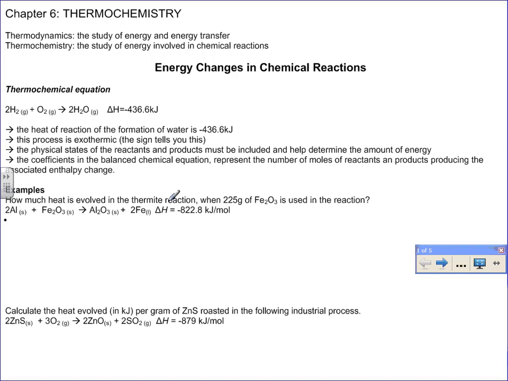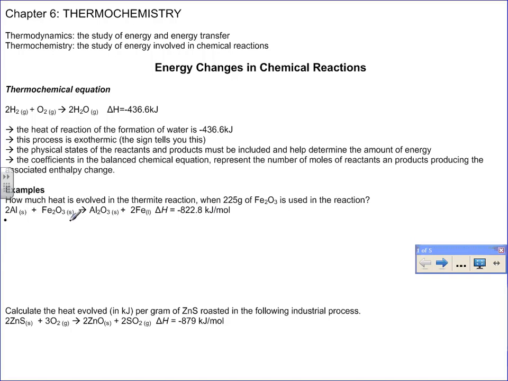So the reaction that we saw the other day was the thermite reaction, and this was the reaction between aluminum and rust or iron oxide. And what we want to know is the amount of heat that was actually released when 225 grams of the iron oxide was used in the reaction. So we've got a specific gram amount or mass of the rust that was being used. And in the thermochemical equation here, we've got the number of kilojoules that are released per mole. And in this case, it's per 1 mole of iron 3 oxide.